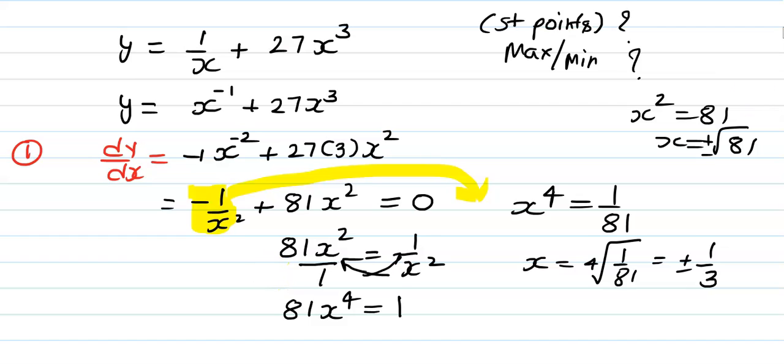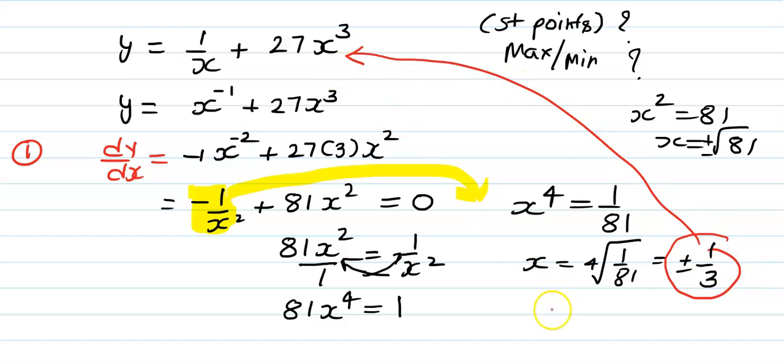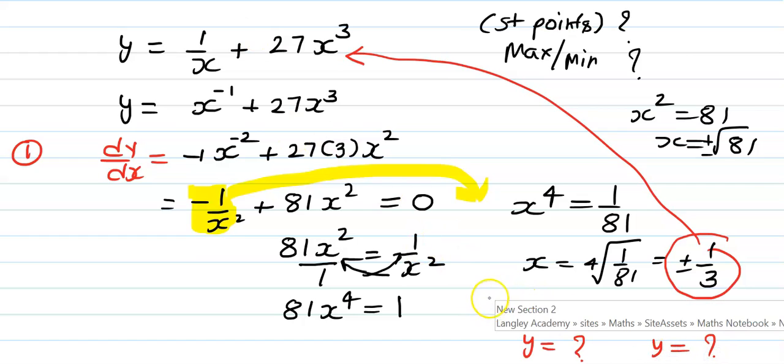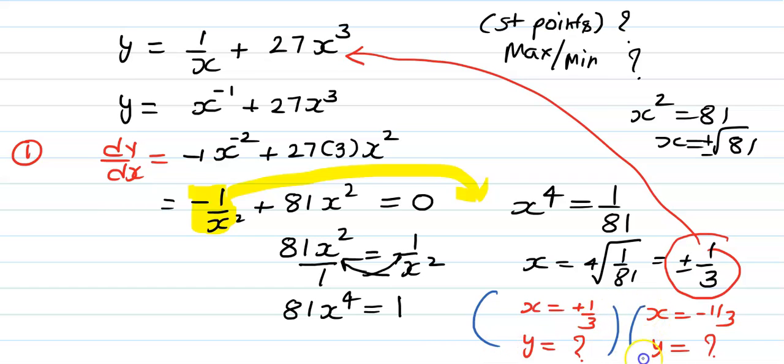So our first step, x is plus minus 1 over 3. If you put this x value here, you'll get y. If you put x equal to plus 1 over 3, you will get one value of y from that equation, and if you put x equal to minus 1 over 3, you will get another value of y. So these will be your stationary points.